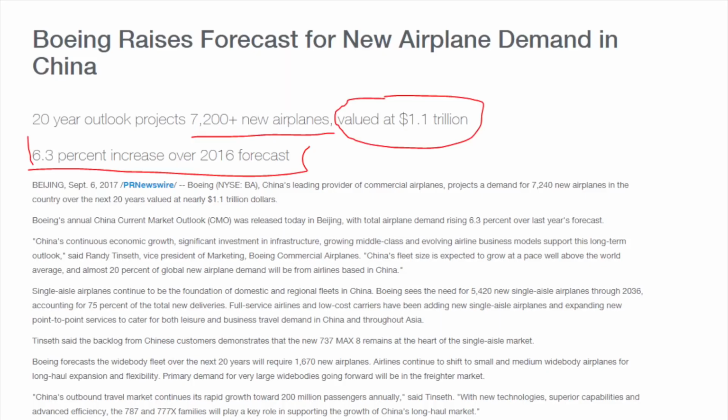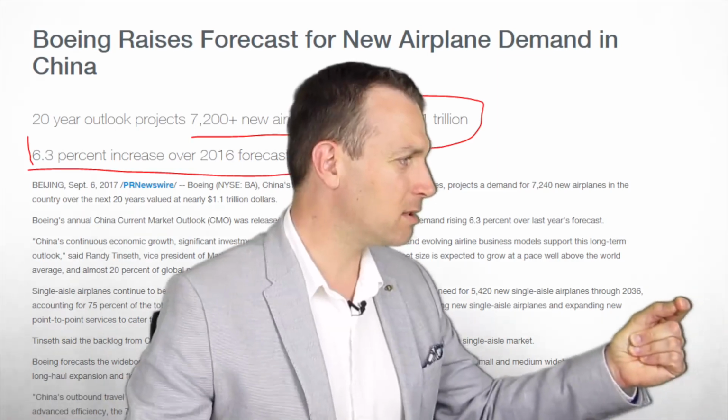A nice example of this long-term story comes from Boeing. They recently increased their forecast for new airplane demand in China.